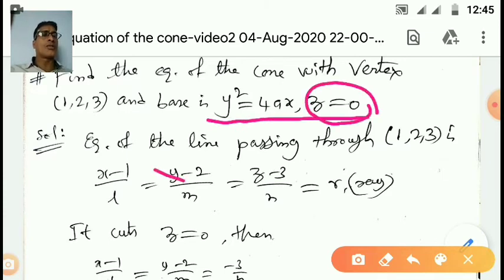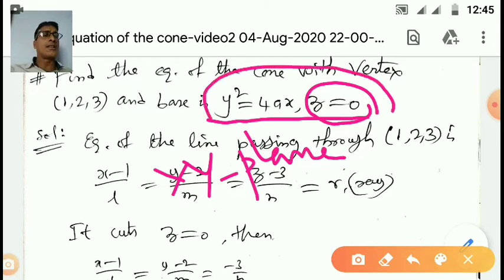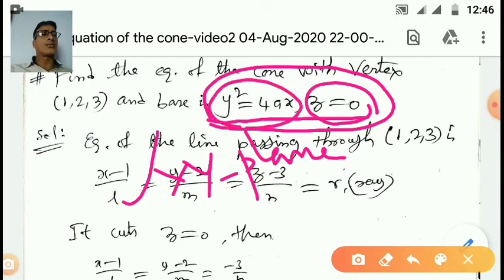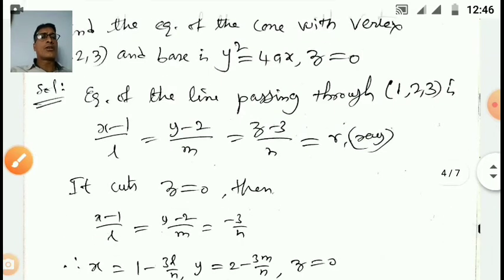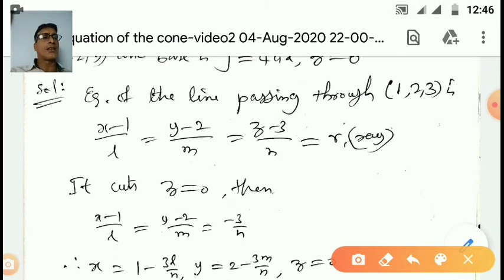What is z = 0? z = 0 is the equation of the xy plane. Hence, by this equation, we can easily see that the base curve lies in the xy plane. Another thing is, y² = 4ax is the equation of a parabola. That means the base curve is a parabola which lies in the xy plane. And also (1, 2, 3) is the vertex. So this is the parabola that lies in the xy plane and (1, 2, 3) is the vertex.